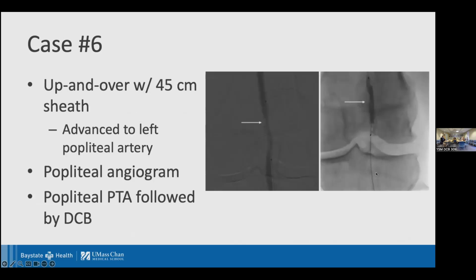Let's do a lot, right? In peripheral cases, often we balloon and stent in a lot of vessels, and there are a lot of vessels in the periphery. So we go up and over with a 45-centimeter sheath, advance it into the left popliteal artery, take an angiogram, and see there is a stenosis, treat that with PTA followed by DCB.